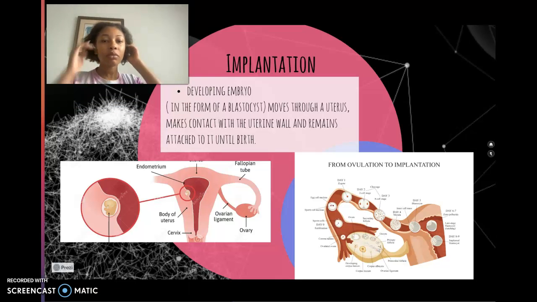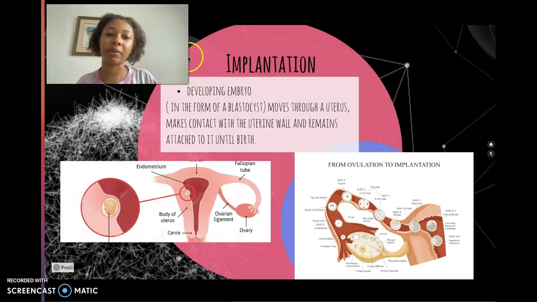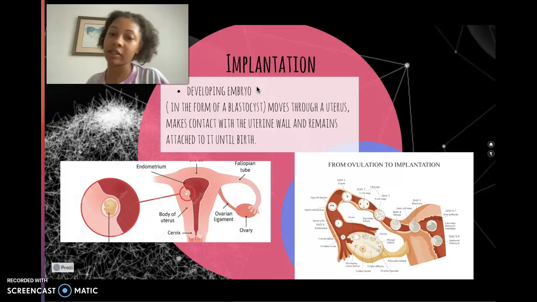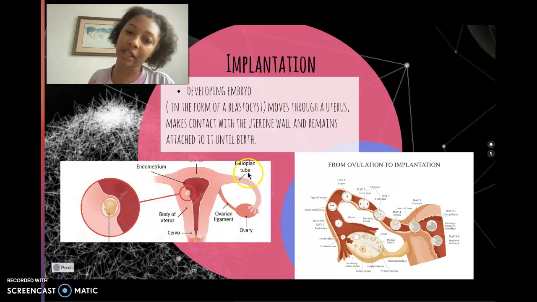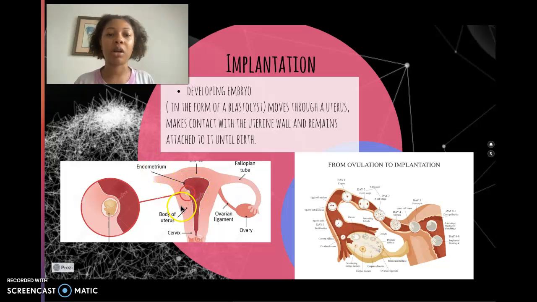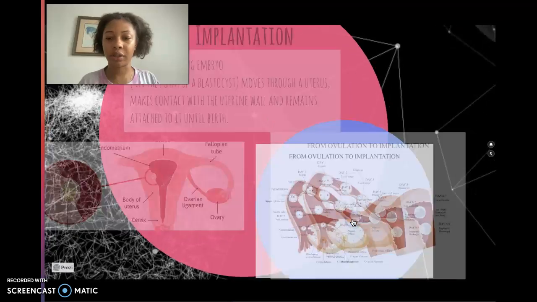So implantation is when the developing embryo in the form of a blastocyst moves through the uterus, and then it makes contact with the uterine wall and remains attached to it until birth. In the left corner here, you can see where the embryo in its sac is already implanted into the endometrium. So implantation has already occurred in this particular picture. And in the picture on the right, you can see the process from ovulation to implantation. So we'll talk about this a little further.